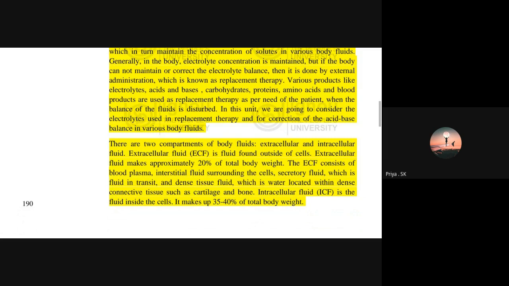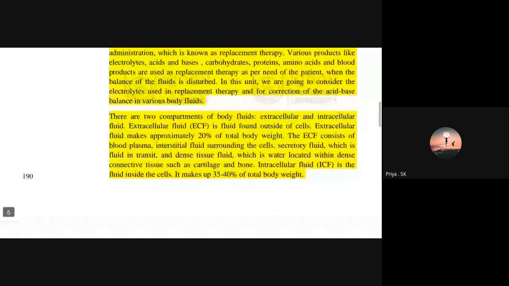The extracellular fluid consists of blood plasma, interstitial fluid surrounding the cells, secretory fluid, which is fluid in transit, and dense tissue fluid, which is water located within dense connective tissues such as cartilage and bone. The second one is intracellular fluid. Intracellular fluid is the fluid inside the cells. It makes up 35 to 40% of total body weight.